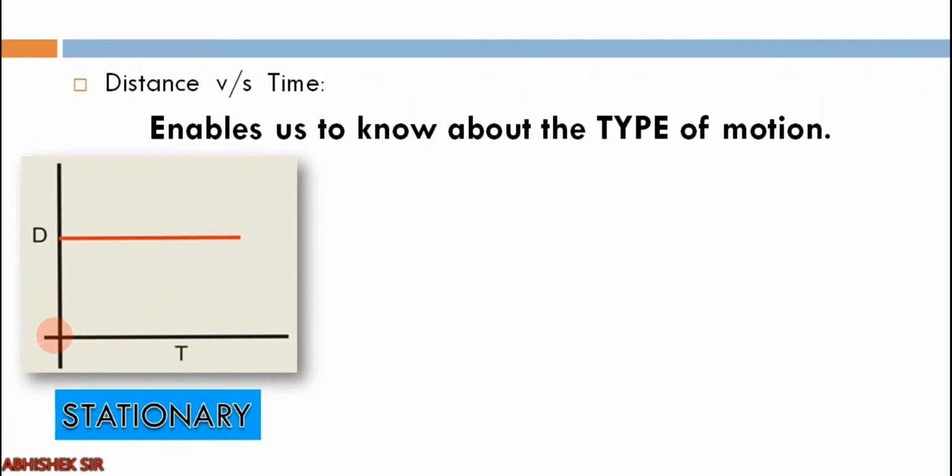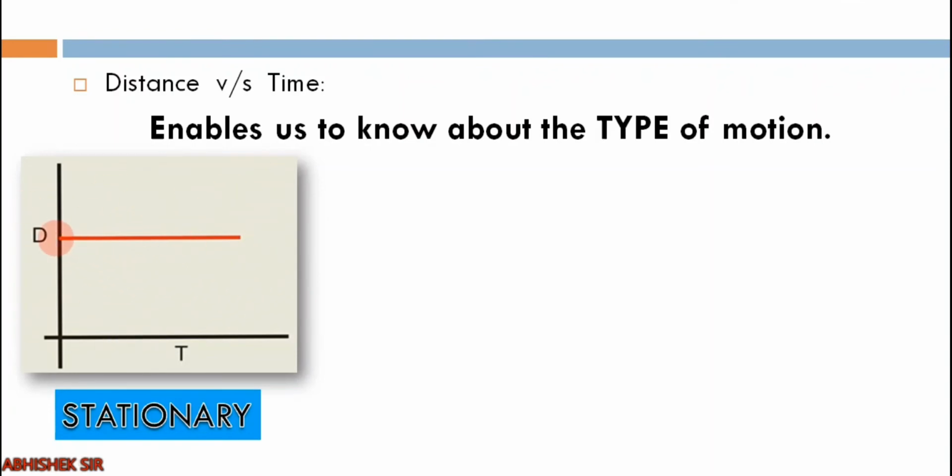At 0 seconds it is at some position. As time goes on, you see from left to right on the x-axis, the time is going 1 second, 2 seconds, 3 seconds, 4 seconds, 5 seconds, right? But the position of the object is not changing, it stays as it is. So that means this type of graph will be there for the object, right?